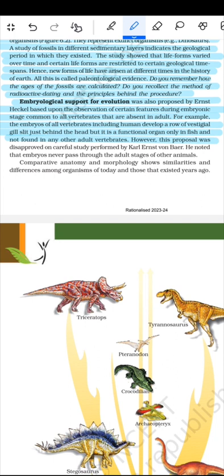However, this proposal was disapproved on careful study performed by Karl Ernst von Baer. He noted that embryos never pass through the adult stage of the other animals.